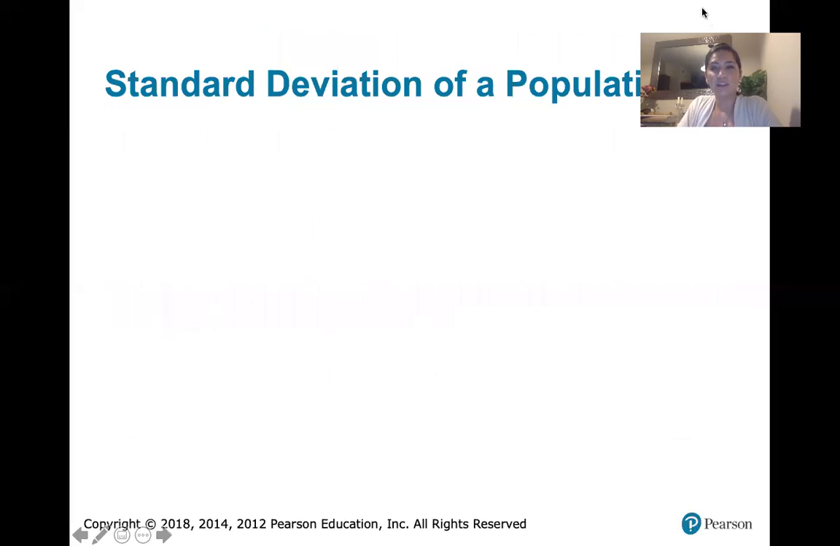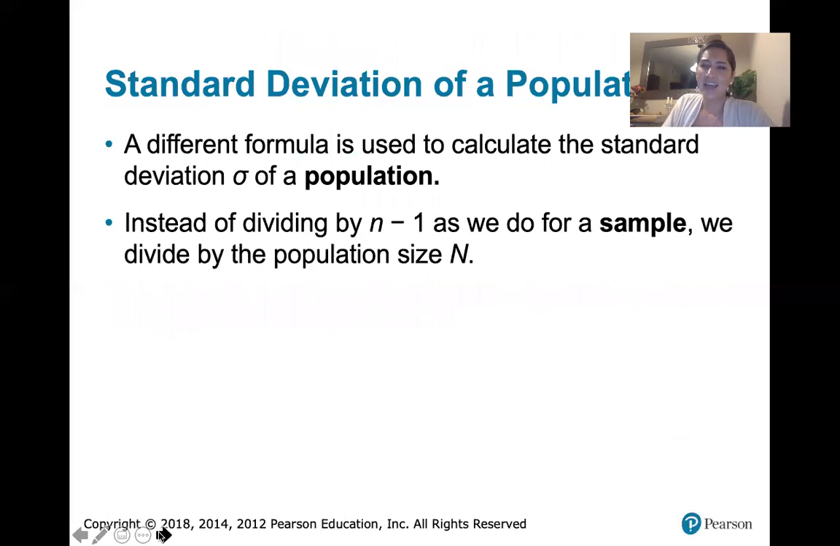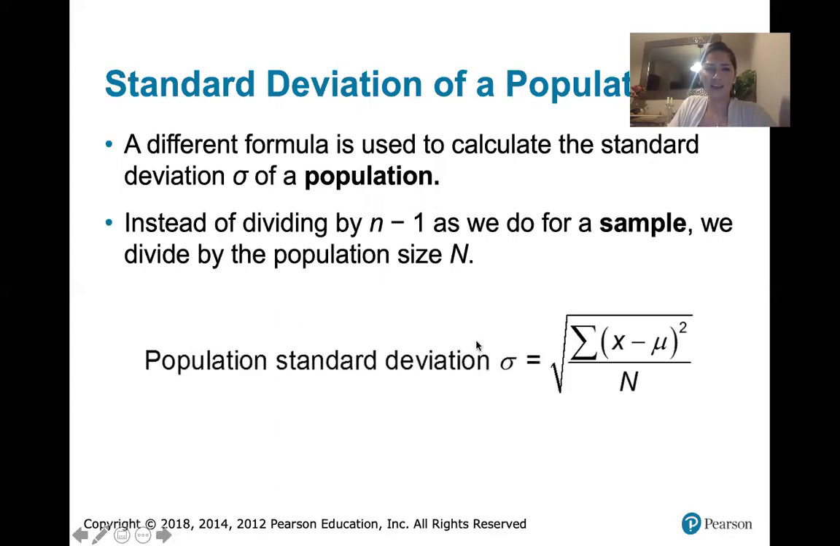Now, we've been talking about sample standard deviation. The standard deviation of a population is a little bit different. So instead of using the n minus 1, that sample size minus 1, like we do for a sample, when we're calculating the population standard deviation represented by sigma, we use the entire population size N, not one less than the sample size, but the whole population whenever we calculate that population standard deviation.